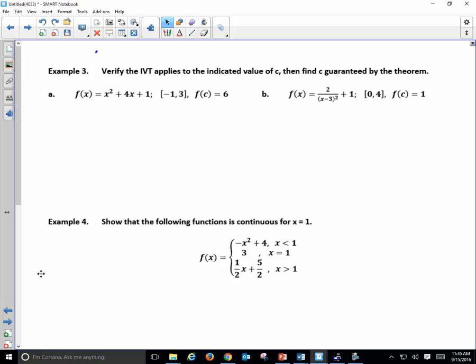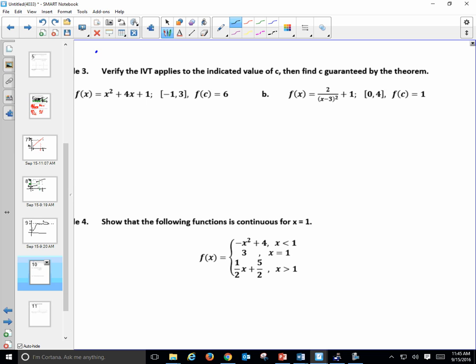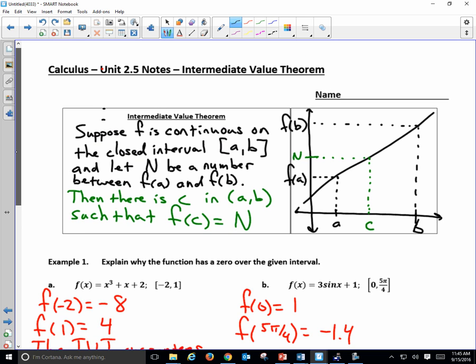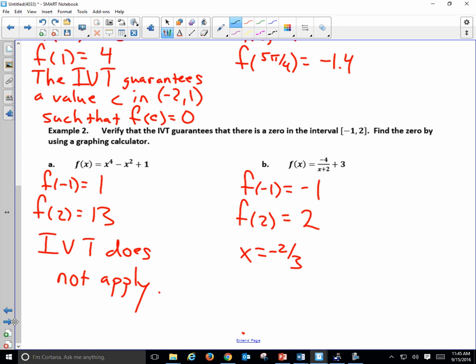Okay. Verify the IVT applies. The intermediate value theorem applies to the indicated value C. And then find C guaranteed by the theorem. What are you talking about? We found C. C is equal to -2/3. Yeah, we plugged in our calculator.